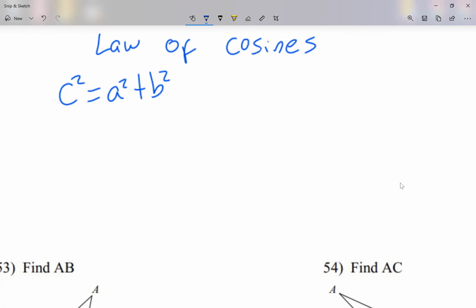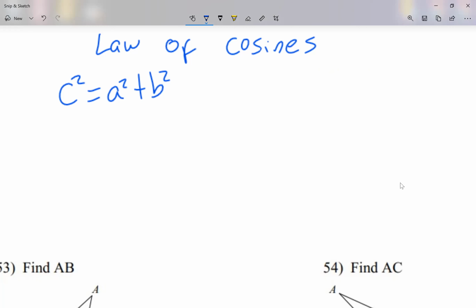And we know that the sides are A, B, C. C is the biggest side. Now, there's going to be a change. The law of cosines, we're going to use this. It's just that the Pythagorean theorem only works when the biggest angle is 90 degrees. But what if it's not 90 degrees? What if it's any other triangle?